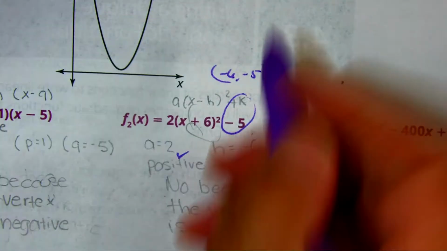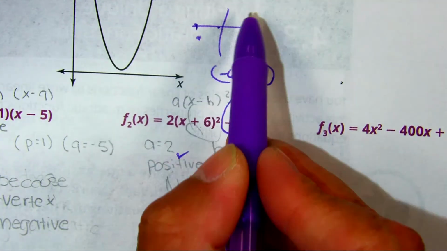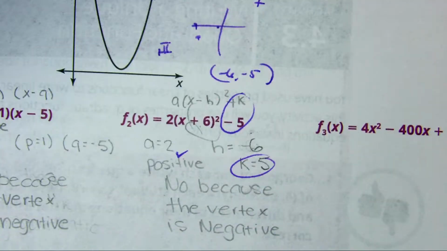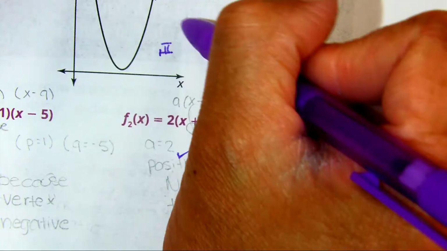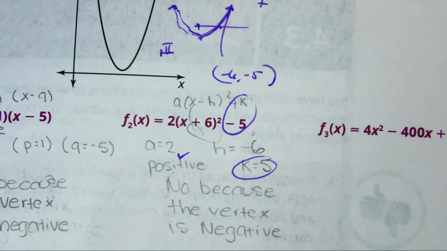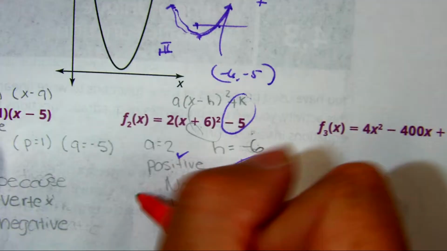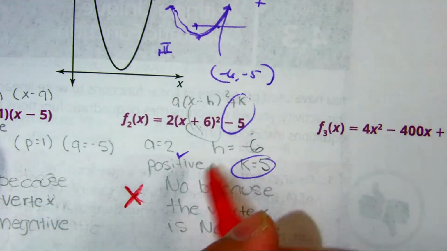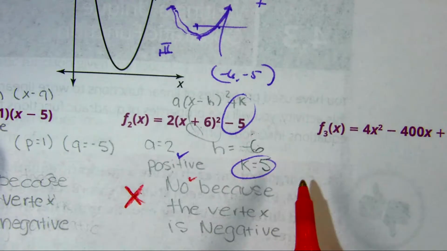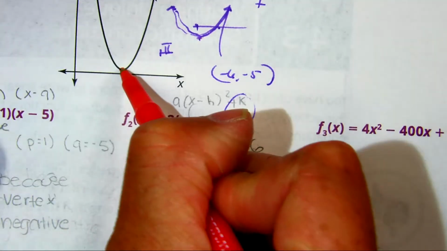If you graph that, -6, -5 is in quadrant 3. The graph is opening up, but it doesn't match, so the answer is no. So no is correct, but I see the mistake that the student wrote here for the K value. You can write the vertex is in the wrong quadrant, right? In our picture, the vertex is in quadrant 1.